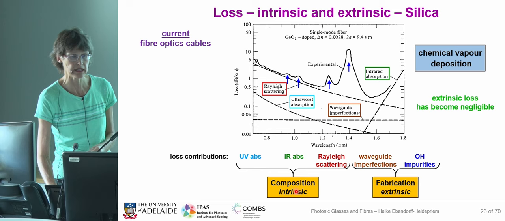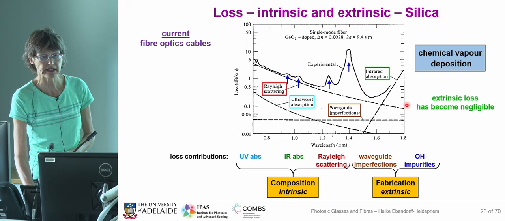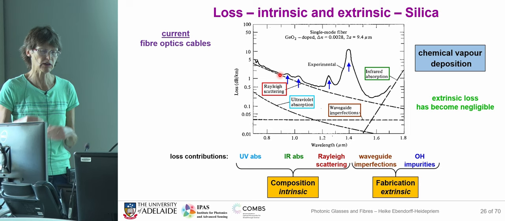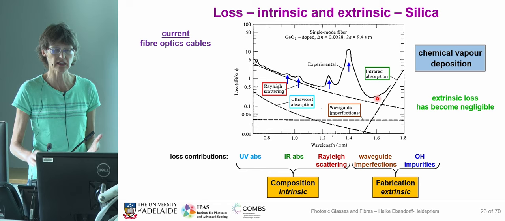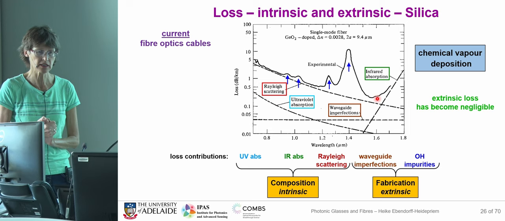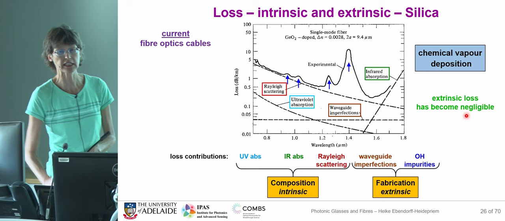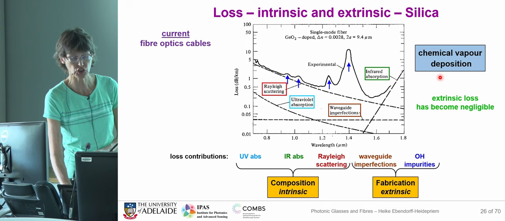The key points here are the infrared edge and the Rayleigh scattering. So Rayleigh scattering are nanoscale or atom scale density fluctuations. And so where the two meet, this is the theoretical minimum loss. And as I have shown, silica is so pure in terms of not containing transition metals, also in terms of waveguide imperfections, that extrinsic loss has become negligible. And this is really due to chemical vapor deposition as the method for making the glass.